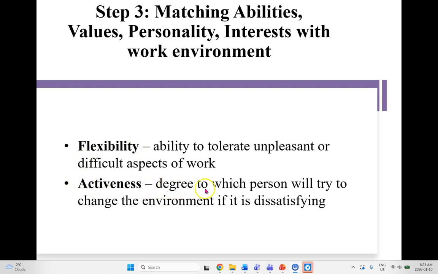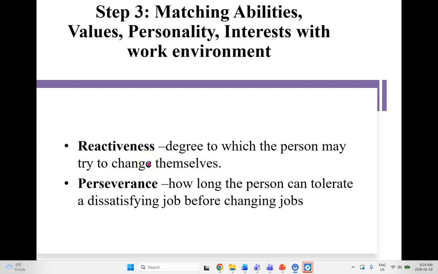Activeness refers to the degree to which the person will try to change the environment if it is dissatisfying. So, again, that example of working in a loud environment, maybe the individual starts to wear earplugs or gets a headset or something that kind of blocks out those unpleasant aspects.